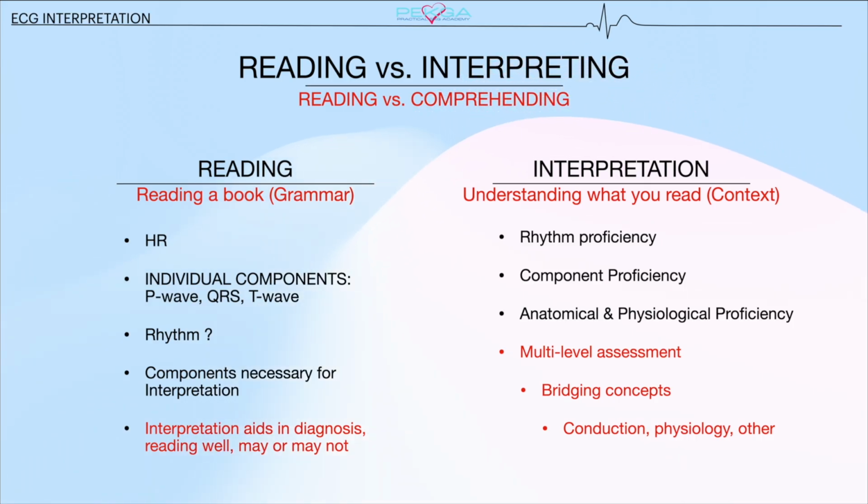However, interpretation will. When somebody's interpreting ECGs, we're talking here about rhythm proficiency, component proficiency, all of the rhythms, components. We're talking about individual components of an ECG. We're also talking about anatomical and physiological proficiency. That's going to be necessary for interpretation. Again, you need to understand the context. So really, when we're talking about interpretation, you're talking about multi-level assessment. You're going to be bridging concepts such as conduction, physiology, and other ones in order to fully understand what's going on.